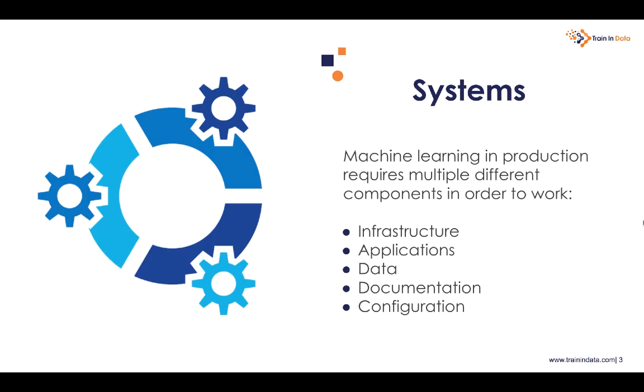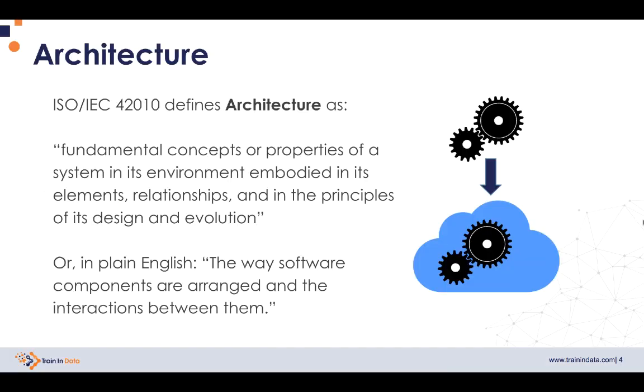A system can be a simple web page sitting in a single file, or it can be an enormous group of applications running on containers distributed across multiple continents and powering large companies. Regardless of the size of the system, architecture is how we describe a system. We've got a definition on here from ISO 42010, but in plain English, what we're really saying when we talk about architecture is the way software components are arranged and the interactions between them.